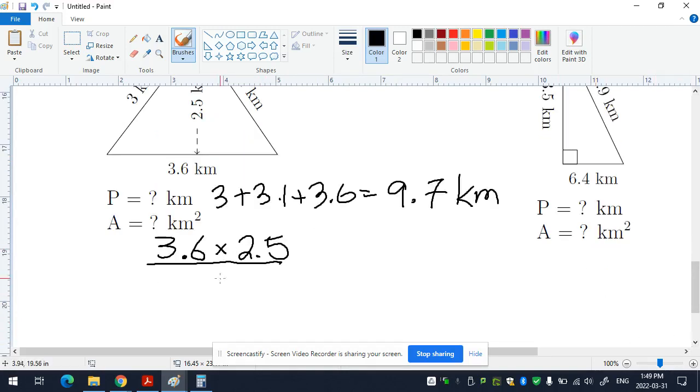3.6 times 2.5. I know this one. Yes, 3.6 times 2.5. Hold on a second. Yes, you're right. No, he's right, because I was thinking of the number before dividing by 2. It is 9. And then you get 4.5. In what unit? Well, it's still kilometers, but it's squared. Done. That's it.